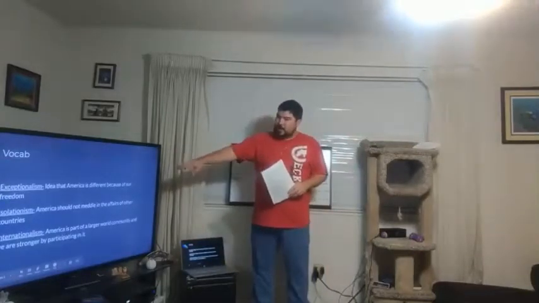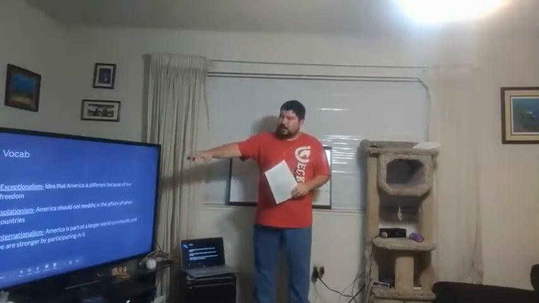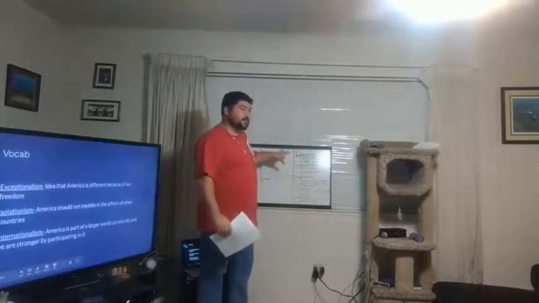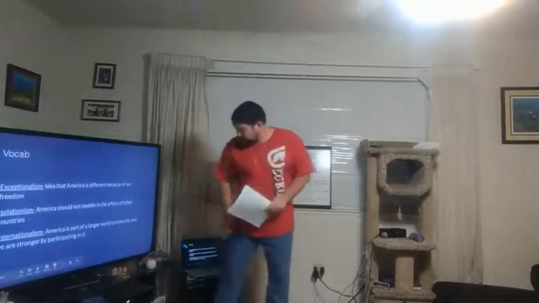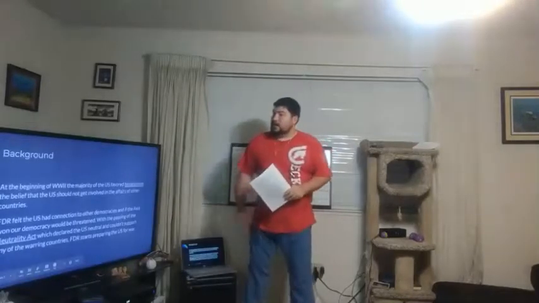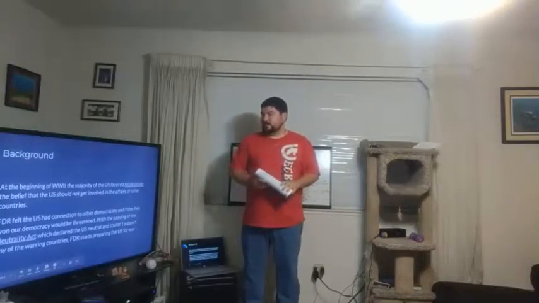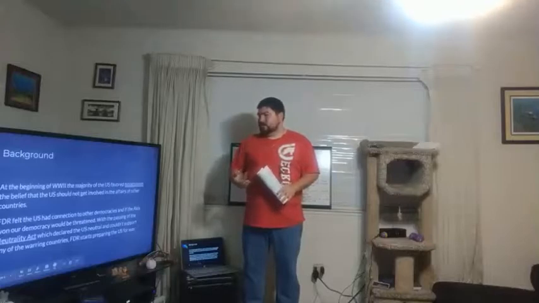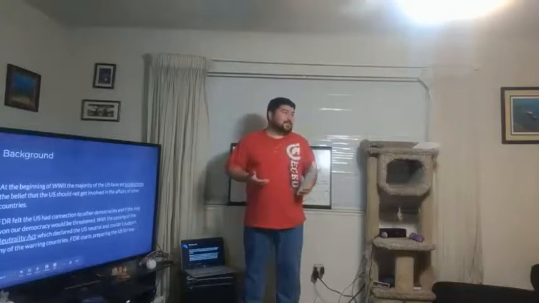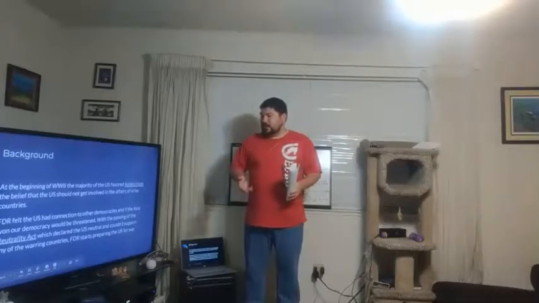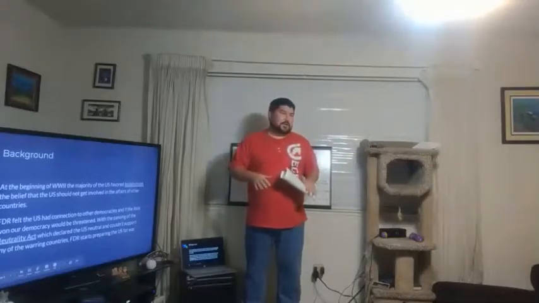Okay. Just to recap our vocabulary: exceptionalism, isolationism, and internationalism. I've got them up on the board here so that you guys can reference them throughout the lesson. At the beginning of World War II, the majority of the U.S. favored this policy of isolationism, as the belief that the U.S. should not get involved in other countries' affairs. Now, FDR felt that the U.S. had a connection to other countries, specifically democracies in the world, and that if the Axis won, our democracy would be threatened.